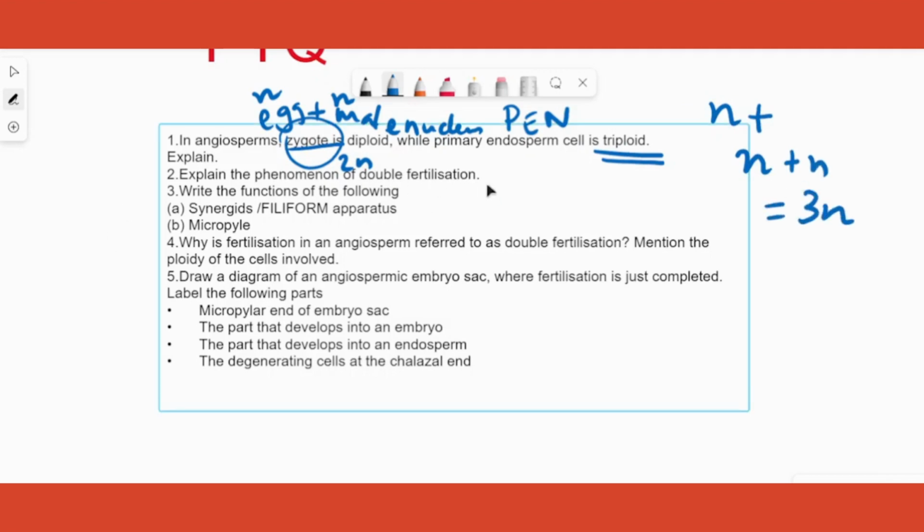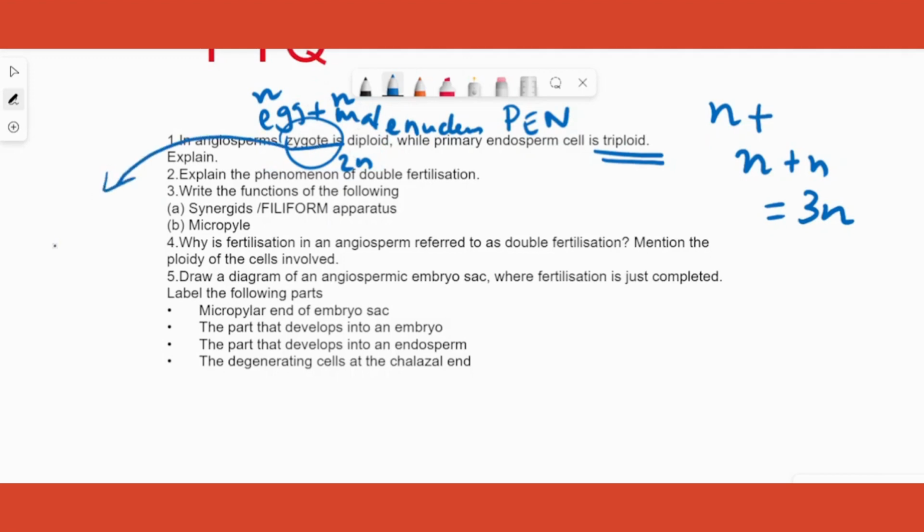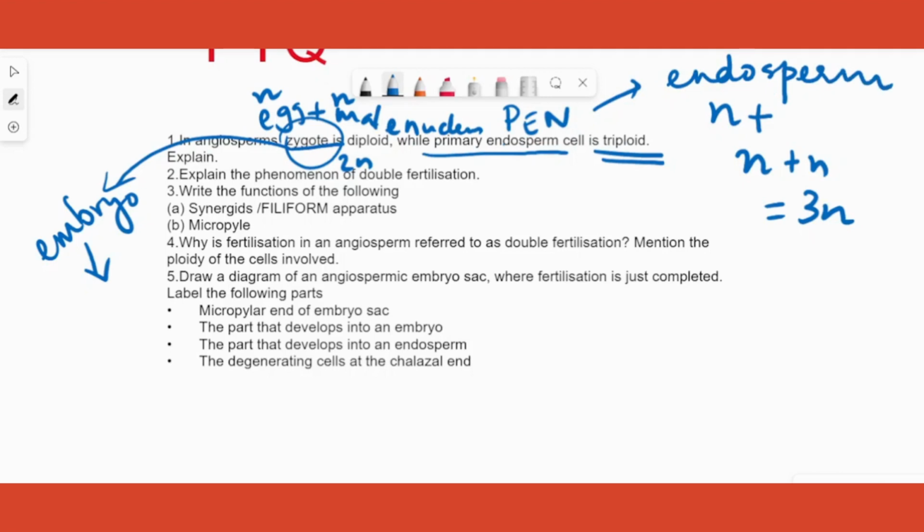Now, the phenomenon of double fertilization, if you have to explain, the same thing you're explaining. What else you're adding on? Male nucleus plus the egg nucleus gives zygote. Zygote will become the embryo, which will further become the baby plant. Isn't it? Right. The other one, that is this PEN or primary endosperm nucleus, will develop further into endosperm. Why endosperm? Because this is the nutritive tissue.